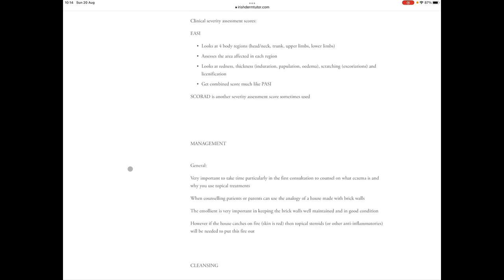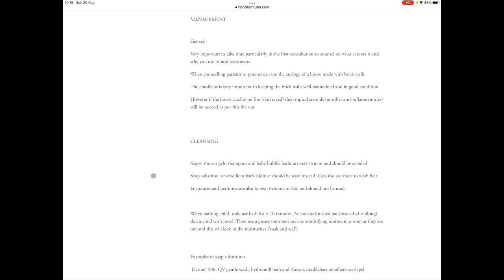And then there's a clinical severity assessment score, the EASI, which essentially is like the PASI, but for eczema. So it breaks up the body into 4 regions. So the head and neck is one, and then the trunk, upper limbs, and lower limbs are the others. And you assess the area affected in each region, and then you look at things like redness, thickness, scratching, and lichenification. And again, you get a combined score. And SCORAD is another severity assessment score that is sometimes used that I will not go into detail here.